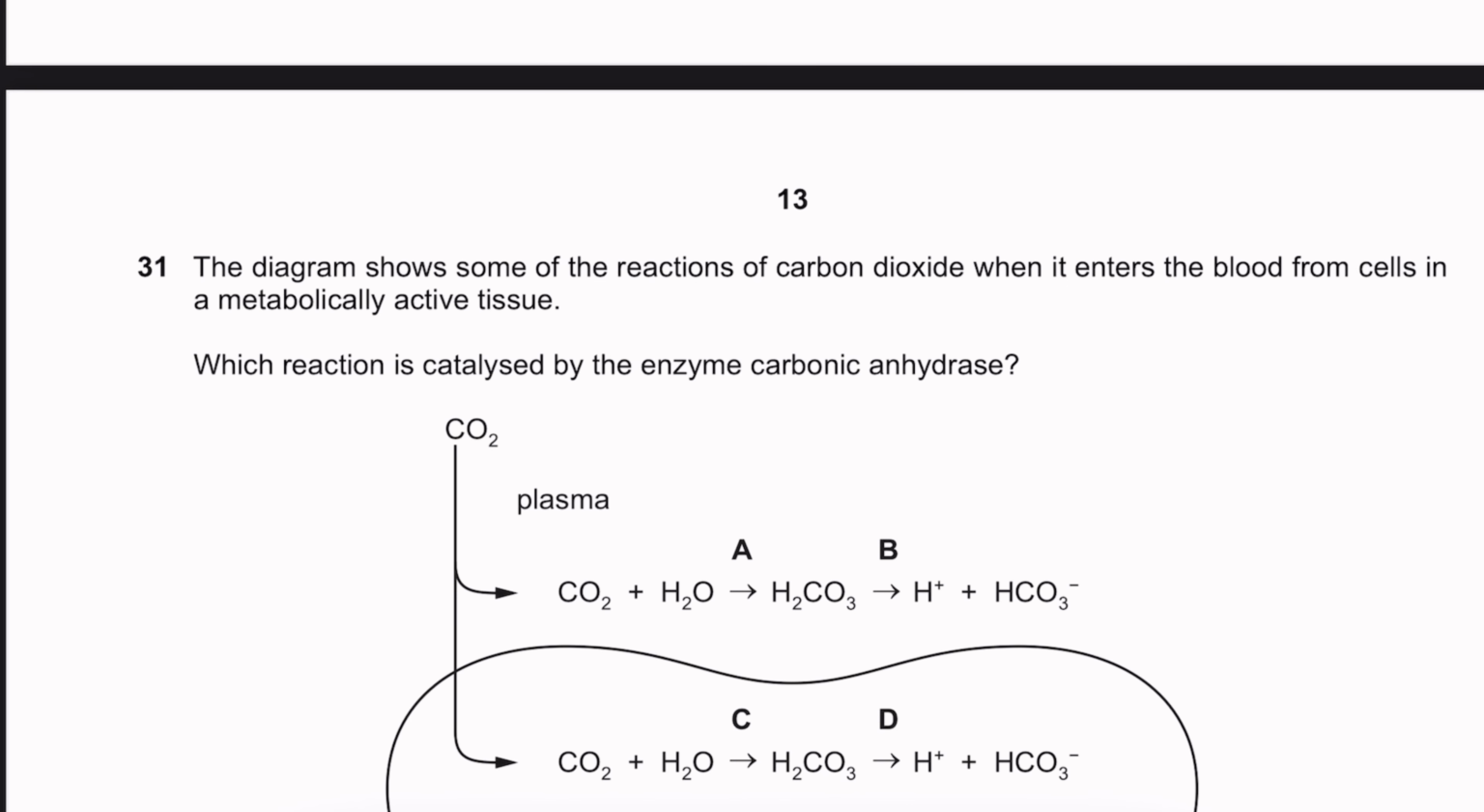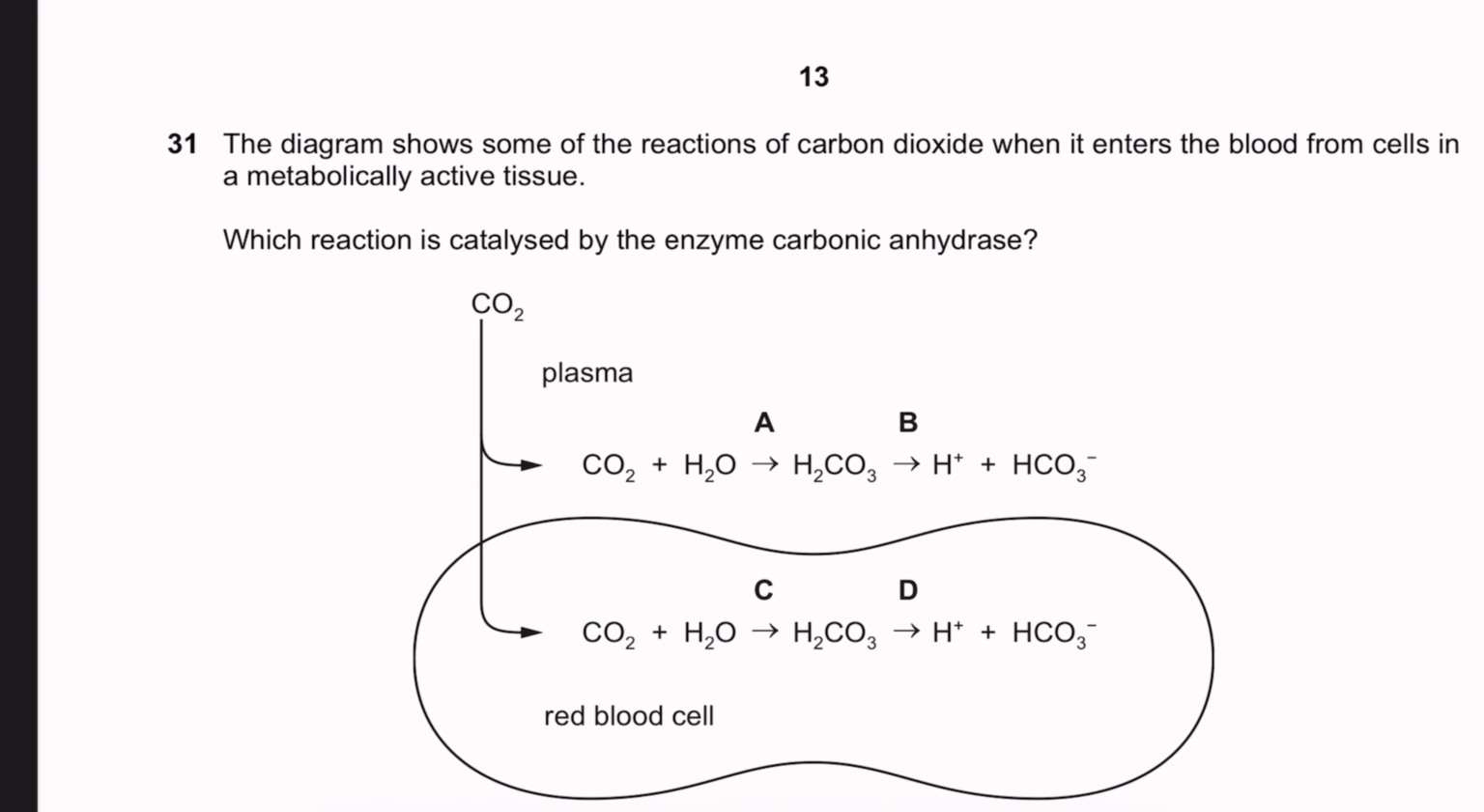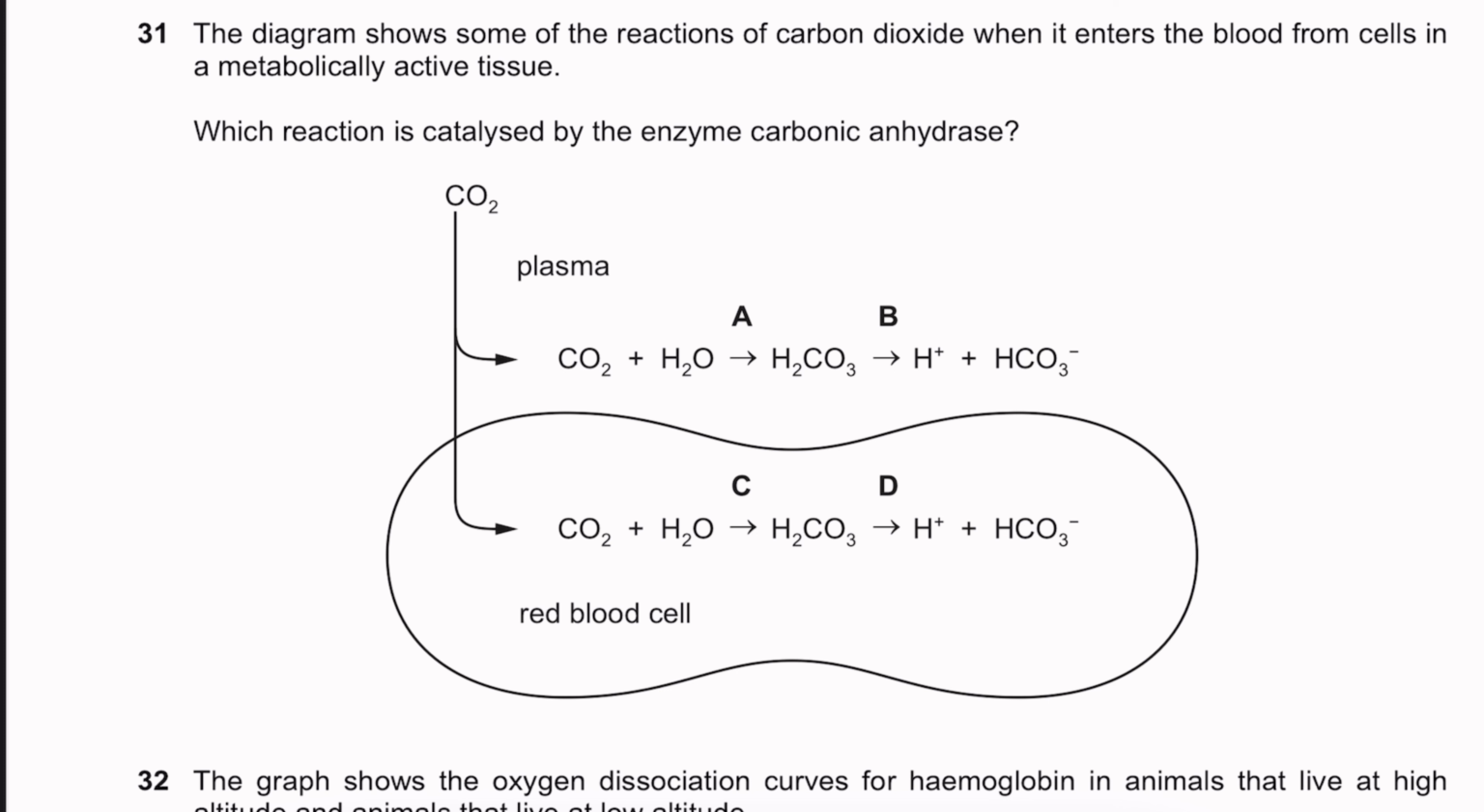Okay. The diagram shows some of the reactions of carbon dioxide when it enters the blood from cells in a metabolically active tissue. Which reaction is catalyzed by the enzyme carbonic anhydrase? So remember, it's going to enter the cell. The reaction does not happen outside, it happens inside. Okay, and the reaction catalyzed here is letter C. It's carbon dioxide and water forming carbonic acid.